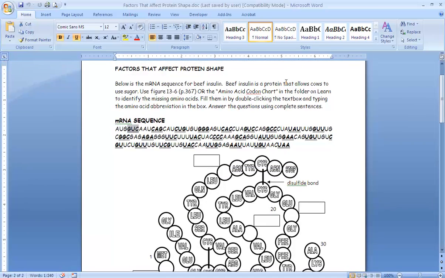Here's the document. Below is the mRNA sequence for beef insulin. You've got it right here. It's rather lengthy, and we couldn't get it to fit on a single line, so we had to break it up over 3 lines. You need to find a codon wheel. Whether you download it from the document off the assignment page, you look it up in your textbook on page 367, or you just Google for it, you're going to need a codon wheel.